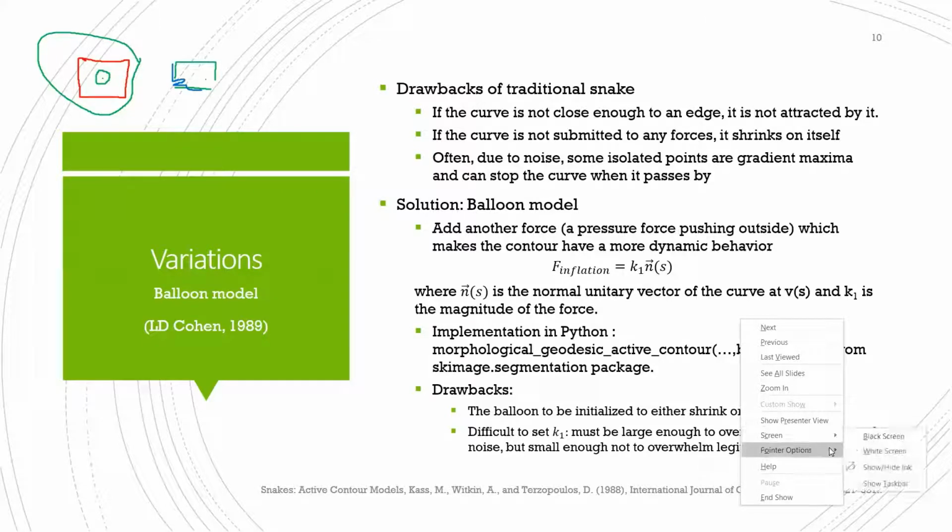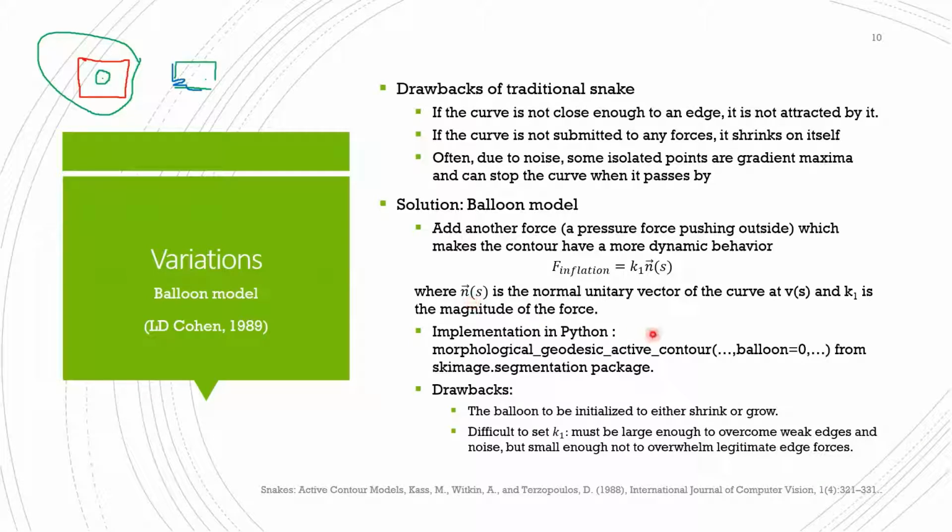Here, NS is the normal direction, its unit vector. And K1 is the magnitude of the force. It has an implementation in Python in scikit-image segmentation, morphological geodesic active contour. It has a balloon parameter, balloon equal to 0.